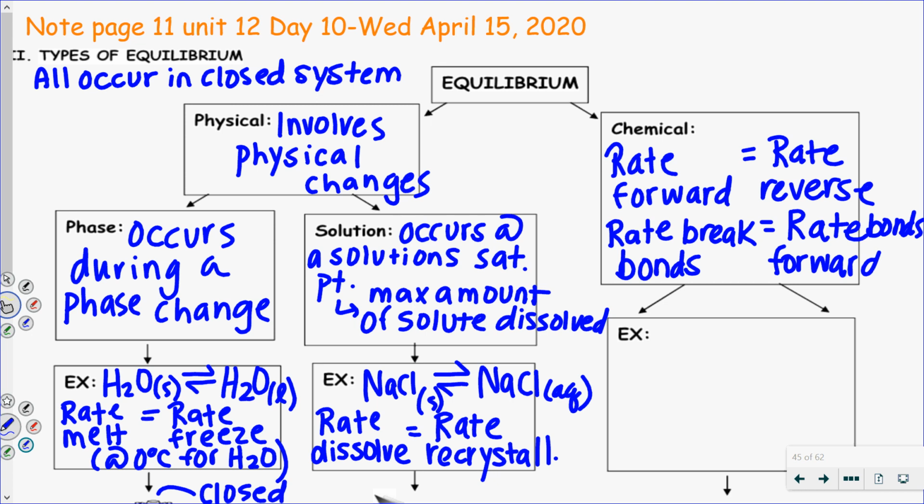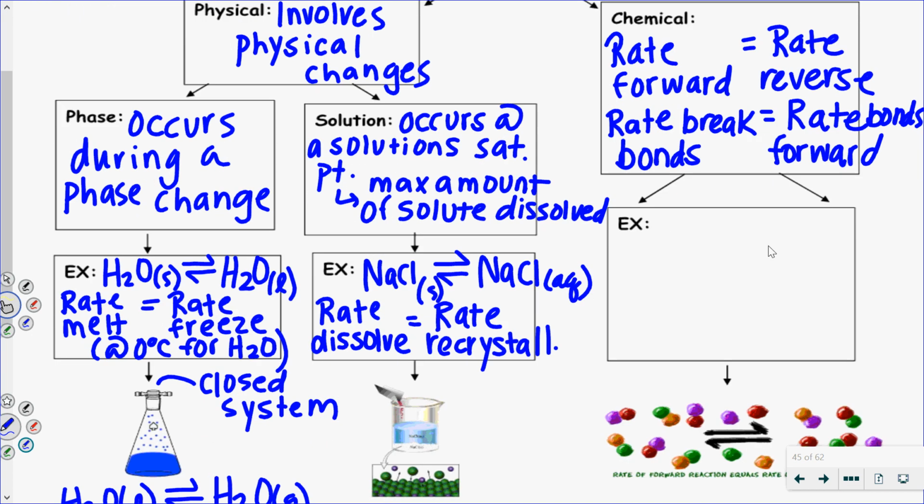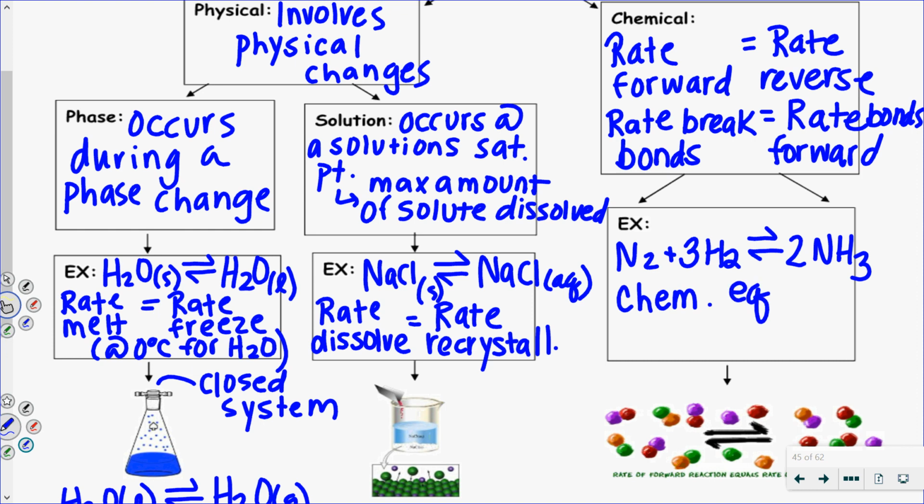So I'm going to give you an example of a chemical equilibrium. So I've got nitrogen plus 3 moles of hydrogen, double-sided arrow, meaning reversible reaction, yielding 2 moles of NH3. Notice this is a chemical change because I start with nitrogen and hydrogen, and I get ammonia, which is completely new. So this is a chemical equilibrium since a new product is formed.